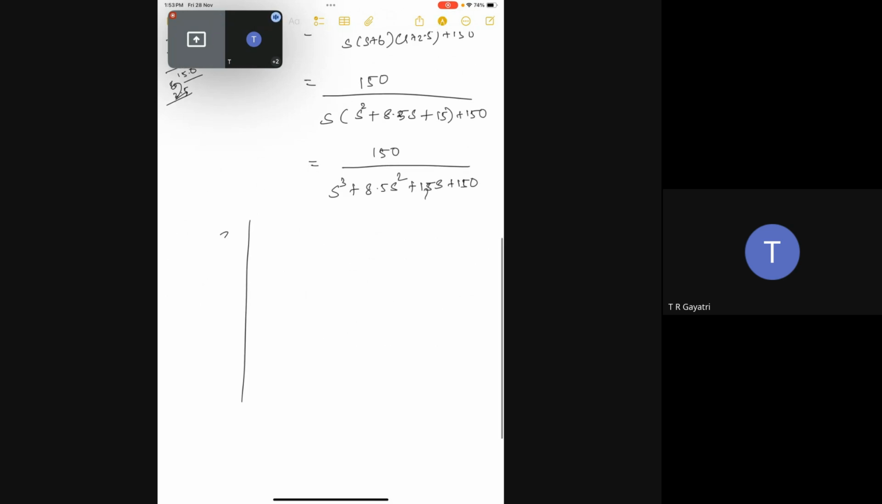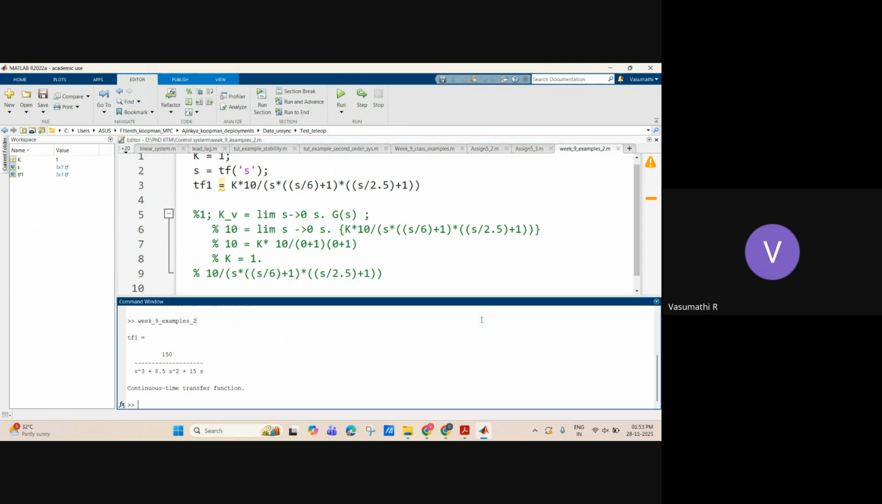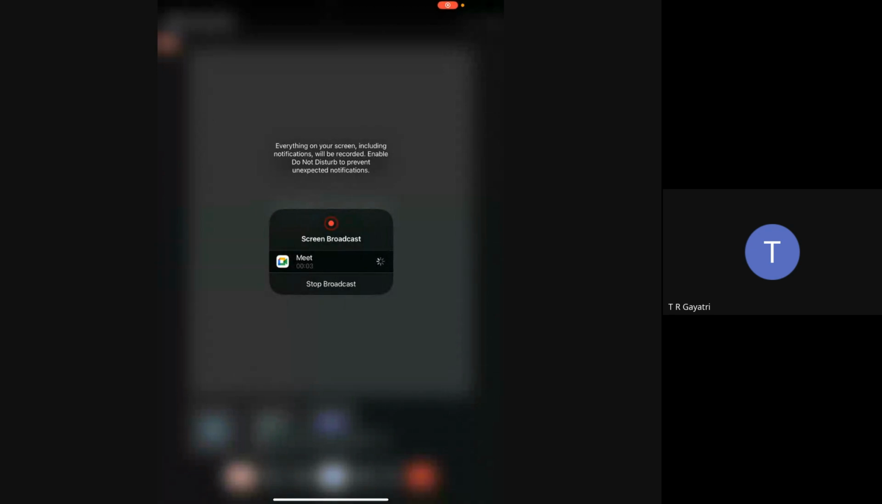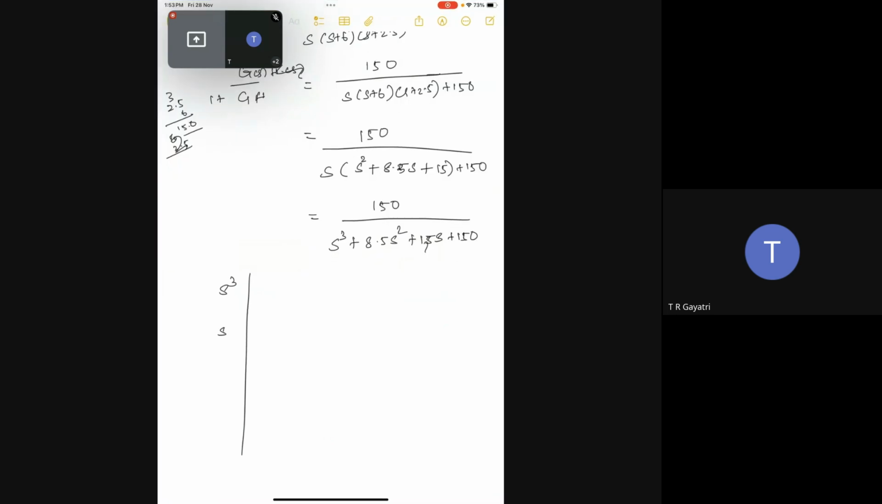Same, ma'am. But I'm not seeing your screen, ma'am. But what you said is right. Okay. Oh, I've been presenting from my iPad. It's not visible. The MATLAB screen is there. Oh, that is the only one there. Okay, wait. Is it visible now? No?